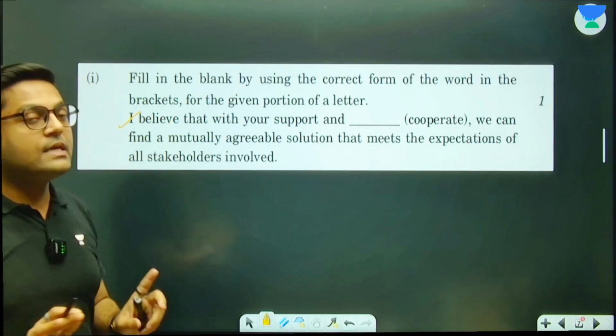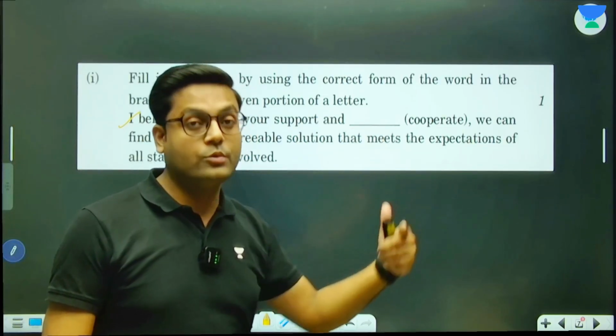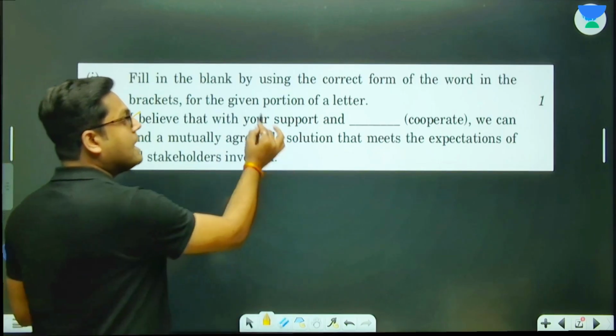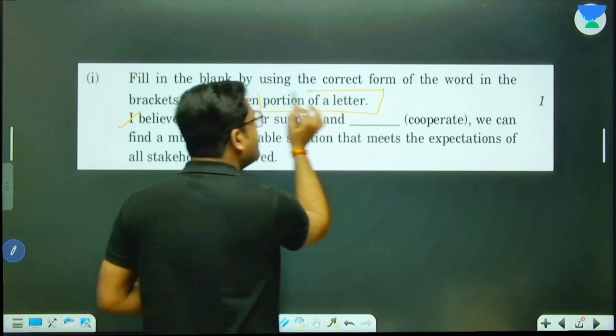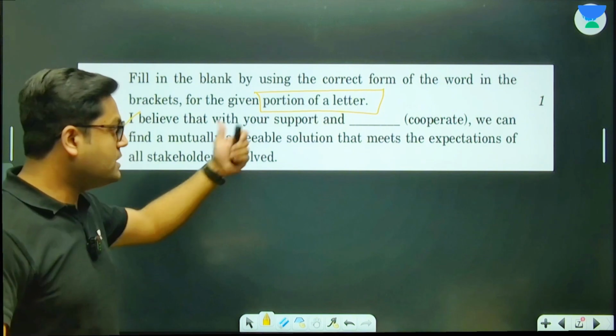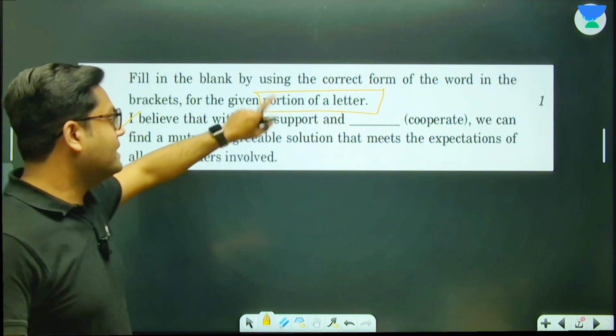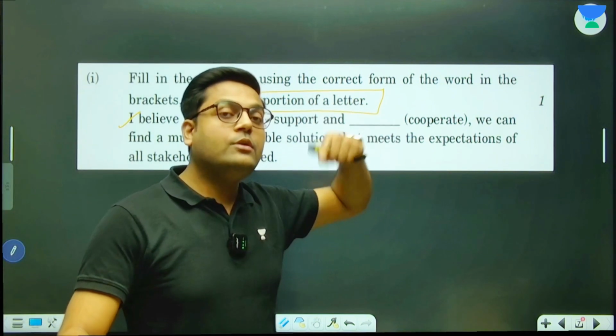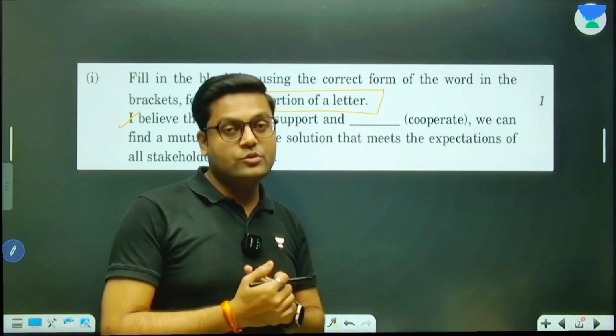We should not directly start from here; we have to go through the entire question once so that you may know in which particular format you have to answer it. Like in this particular example, it is mentioned that it is a portion of a letter, so you need to keep in mind that we are going to solve a portion of a letter.